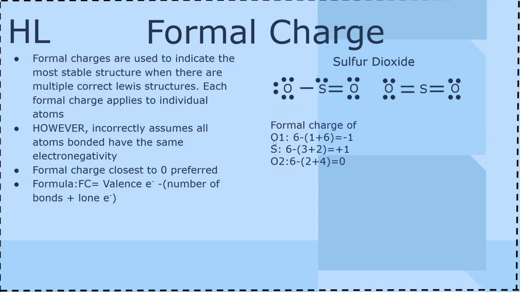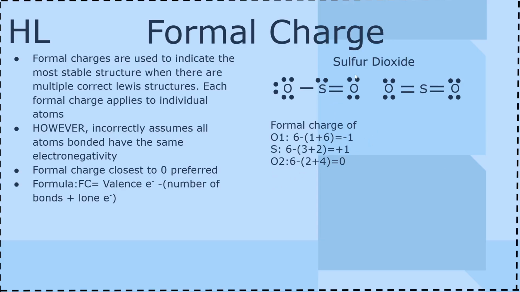So the formal charge of the first oxygen atom is going to be 6 minus 1 plus 6, which equals negative 1. The formal charge of sulfur is going to be 6 minus 3 plus 2, which equals plus 1. And the formal charge of O2 is going to be 6 minus 2 plus 4, which equals 0. We can see oxygen is going to have 2 bonds for 4 lone electrons. 6 minus 6 is 0.